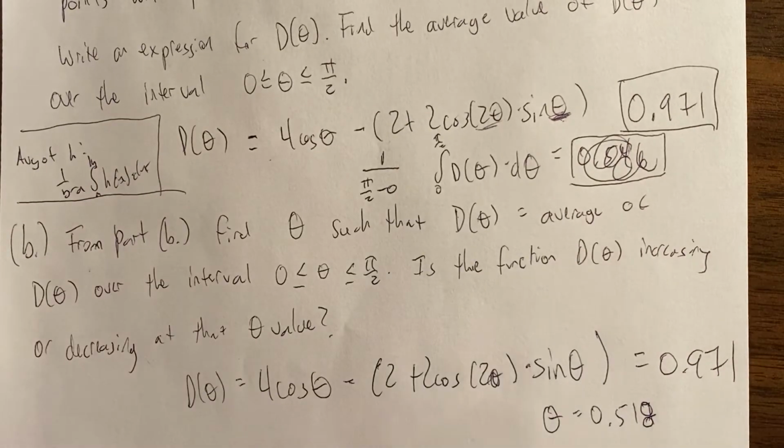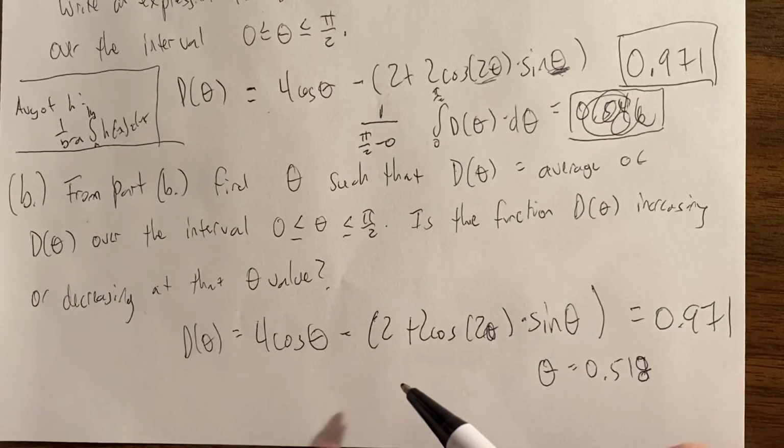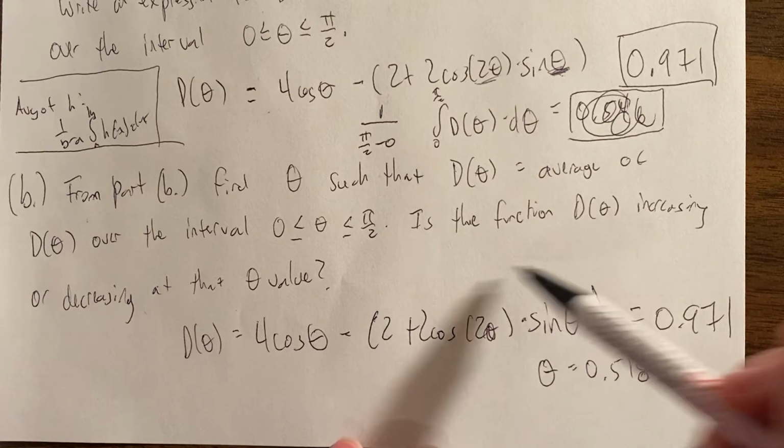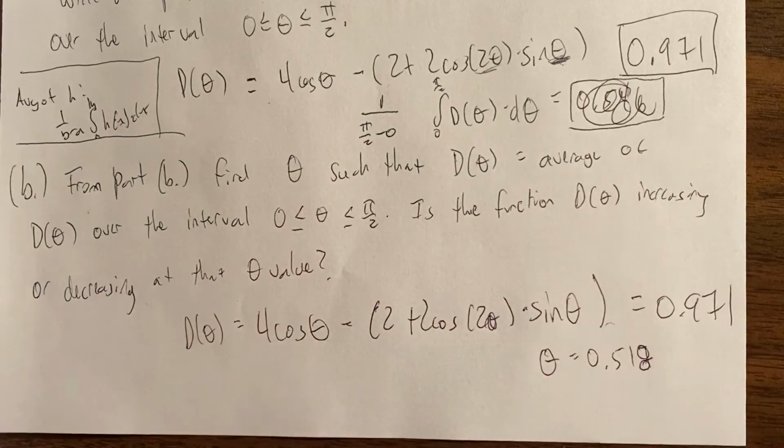Again, what we did is we found our actual number for the average value, and we set it equal to this distance formula because that is what it's asking us. Is the distance eventually equal to the average? The average we found from the first answer. We graphed these two things and we found the intersection. It is theta equals 0.518.